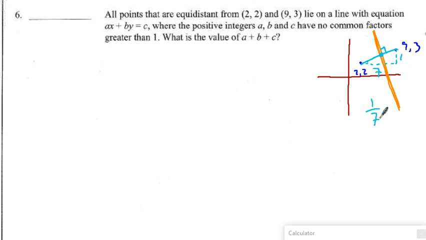opposite reciprocal slope. So right now, the slope of this line is going to be -7, because that's the opposite reciprocal. The reciprocal of 1/7 is 7. The opposite means it's going to be negative. And now, to find the equation, I need a point on the line, and I know that point is going to be equidistant between these 2 points. So what number is halfway in between 2 and 3? That's right, it's 2.5.